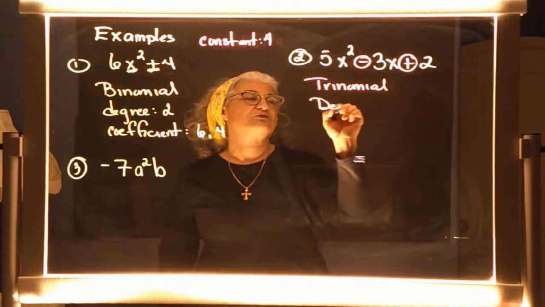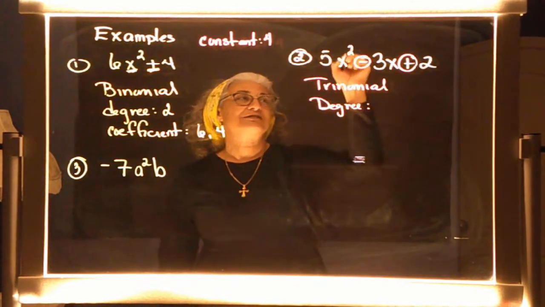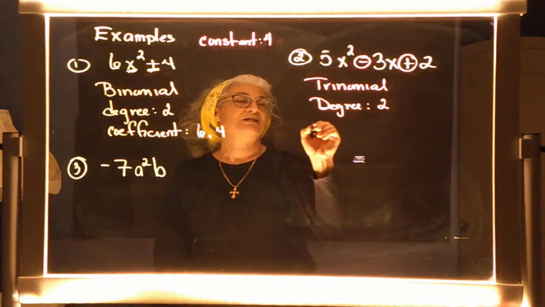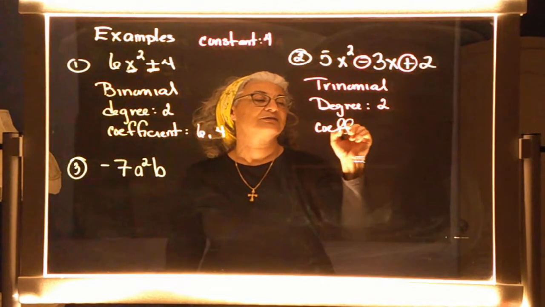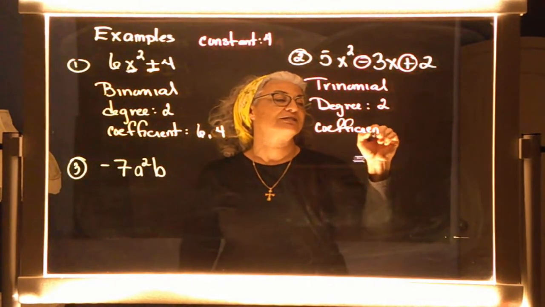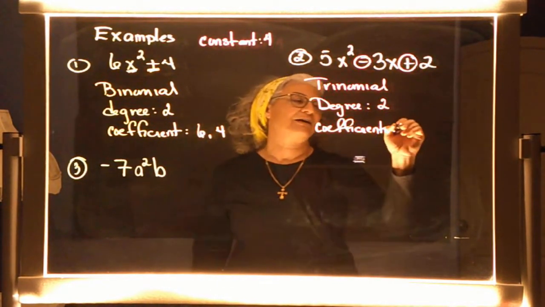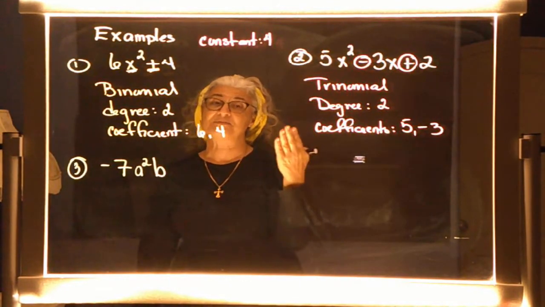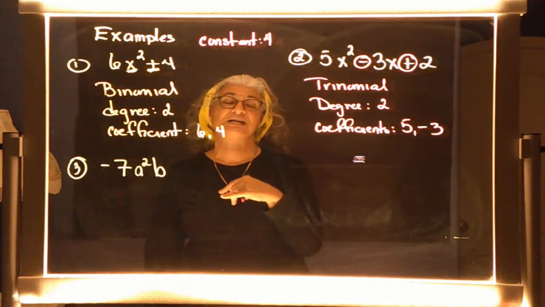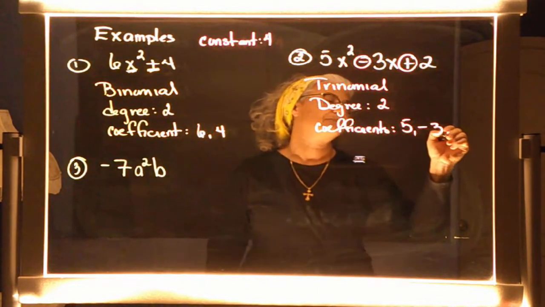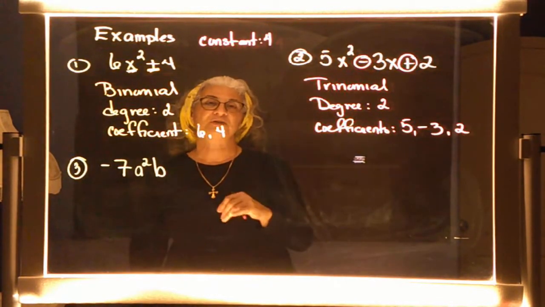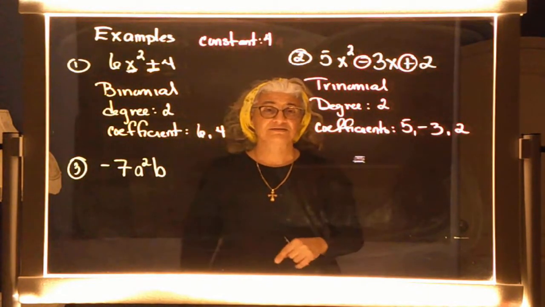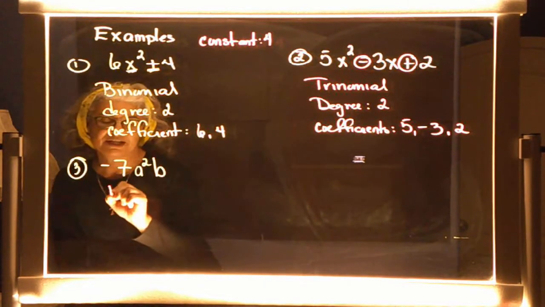The degree of this trinomial? Yes, it's a 2 because the highest power on the variable is a 2, right? The coefficients? Yes, the coefficients in this case are 5, -3, because that 3 actually has a minus sign in front of it, so it's considered negative, and 2. Again, we're going with what the authors of the book are using here. Good? Okay, number 3. Good, that's a monomial. Excellent.